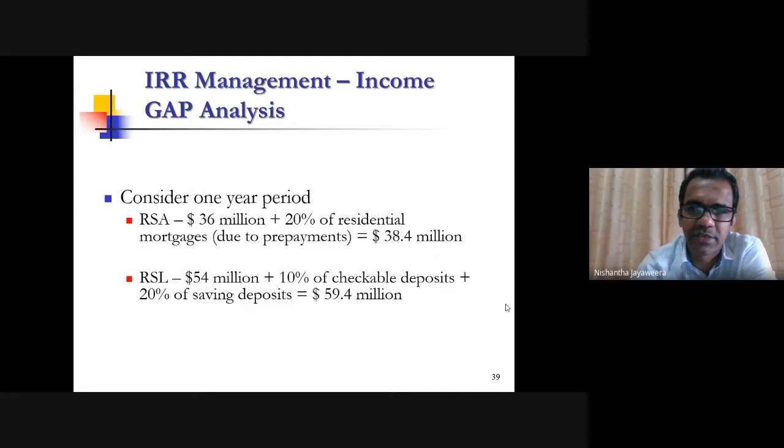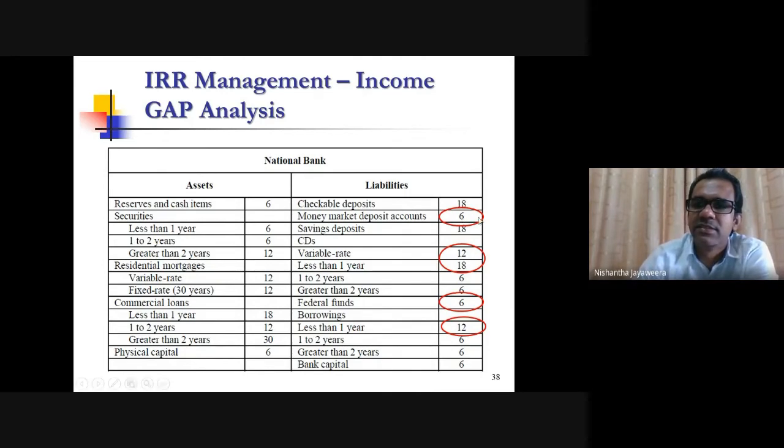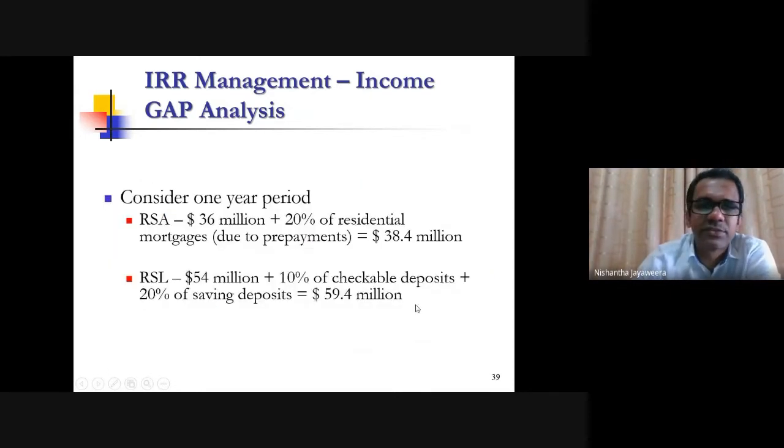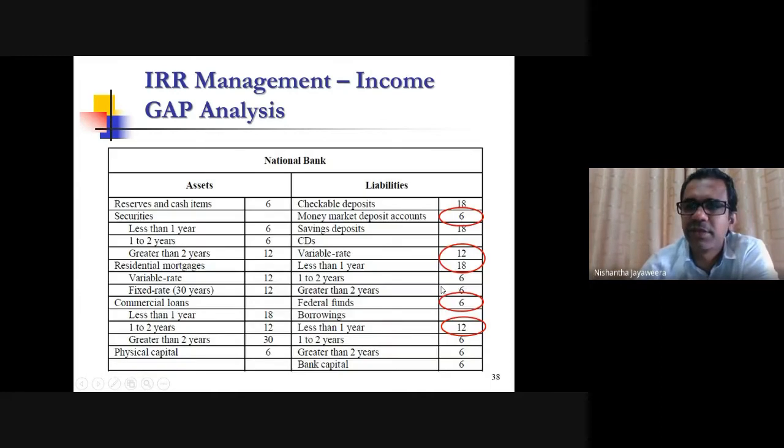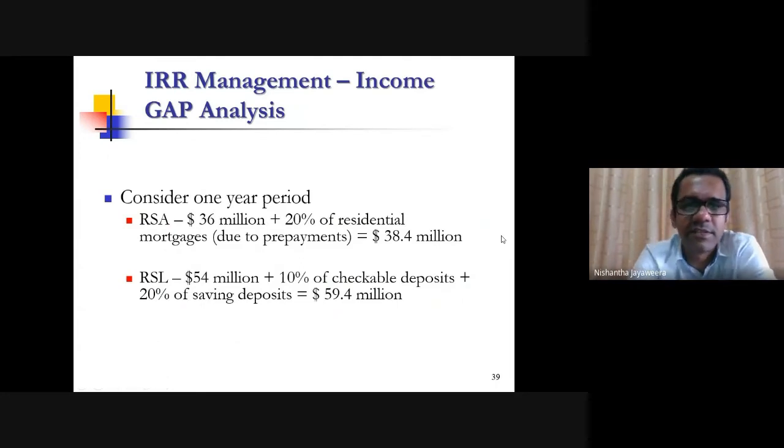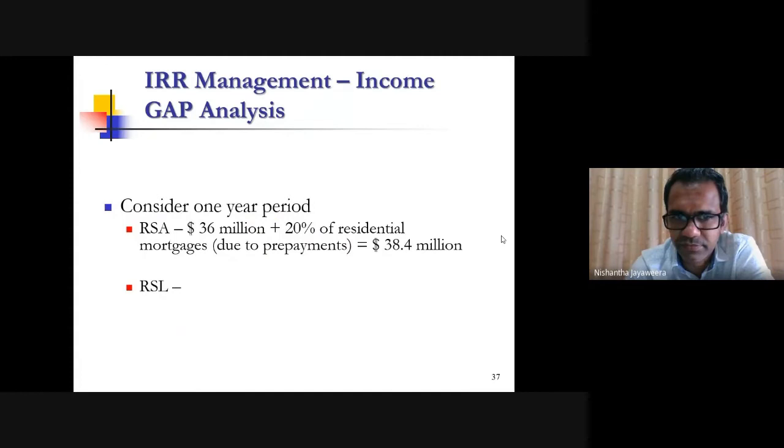Here I have assumed 10% of checkable deposits and 20% of savings deposits, and these obvious things: 6 plus 12, 18, 36, 42, and 54. So that 54 million plus 10% of checkable deposits, 1.8, and 20% of savings, 3.6. Altogether it comes to 59.4 million. Now we have the amount of rate sensitive assets and rate sensitive liabilities within a 1 year period. Remember that this is only for the 1 year bucket. We are going to assess it.